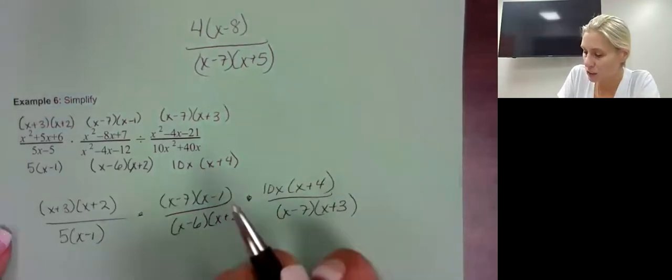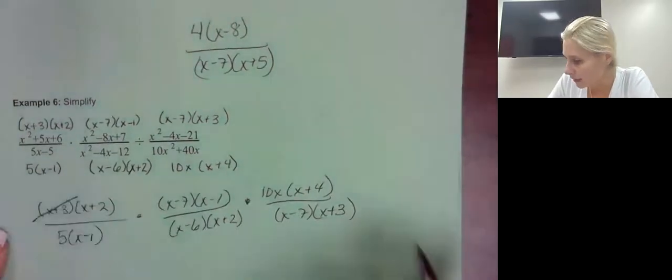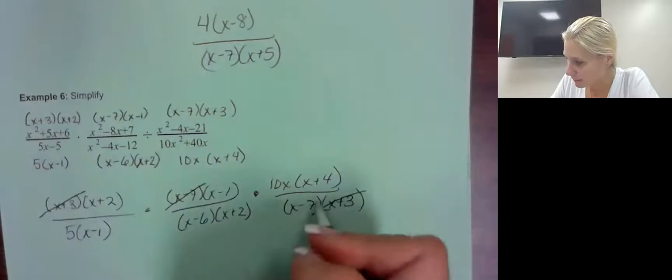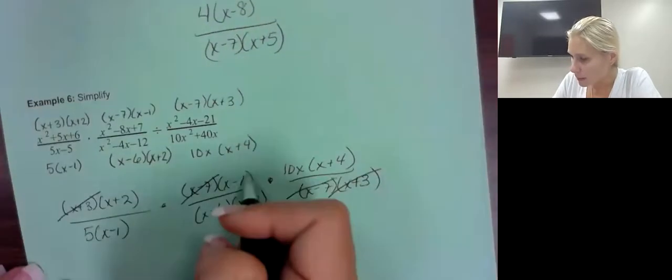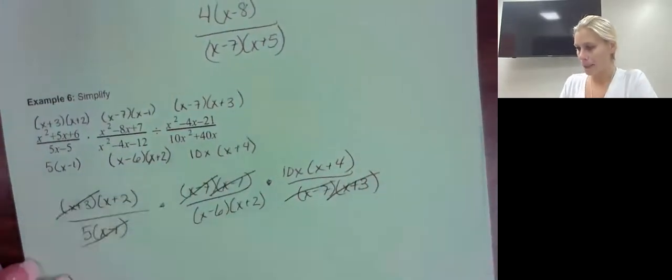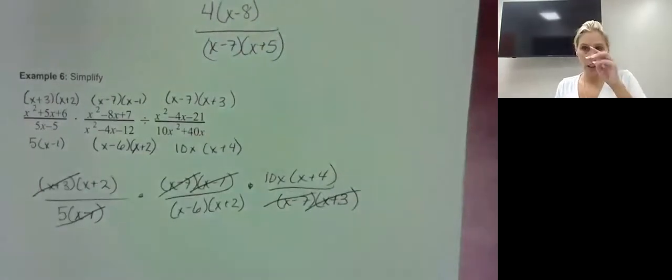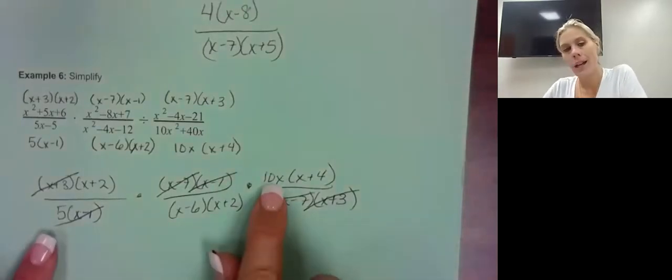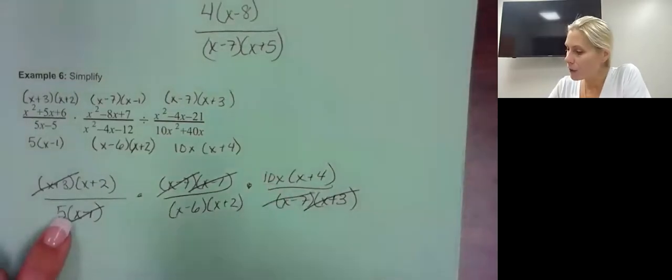Now, we have a tendency that when we've been canceling, because we automatically think groups, we cancel the groups first. So let's do that. x plus 3, x plus 3. x minus 7, x minus 7. x minus 1, x minus 1. Okay, for our groups, we're good. Now, here's where most people make the mistake. So make sure you keep this in mind. We have 10x here and 5.